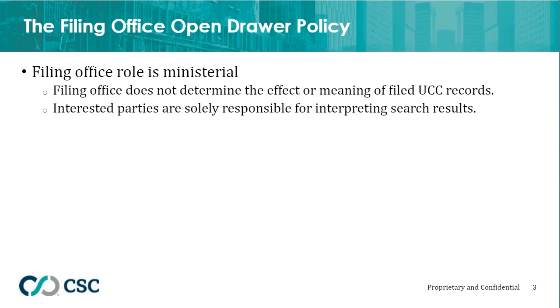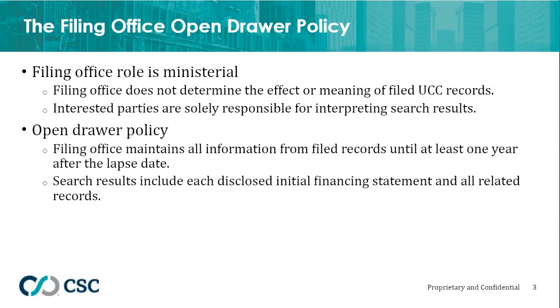The filing office has, as a matter of policy under Article 9, an open drawer policy. And what that means is when a search is conducted, the filing office simply turns over everything that's been filed that's related to a financing statement disclosed by the search. They have to maintain all the records related to a search until a year after the lapse date, so they can't get rid of anything until that period of time. So the search results include any disclosed initial financing statement and all related records.